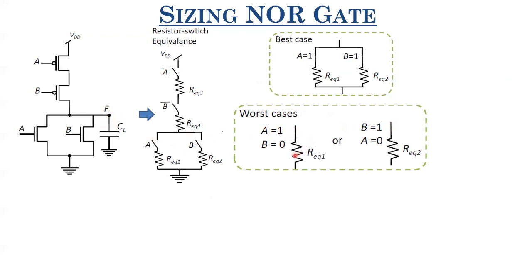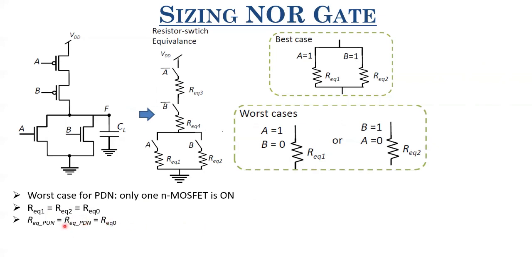So for the worst case, in the case of the NOR gate, in the pull-down network only one N MOSFET is on. So what should we do? We should make its resistance equal to R equivalent of 0, right? So in this case, we have R equivalent 1 equals R equivalent of 2 equals R equivalent of 0, right? This is how we size its pull-down network. Now let us focus on the pull-up network. So even the R equivalent of the pull-up network should be R equivalent of 0.